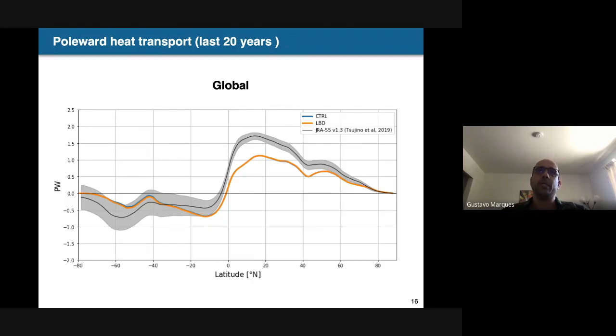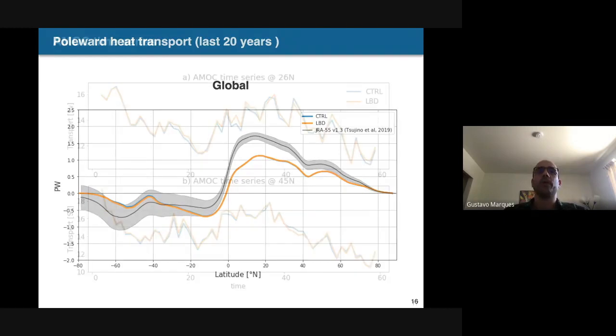So LBG is in orange, control is in blue, and on the background I'm plotting the GRA 55 from Sohino et al. So this is using the forcing as a way of estimating the polar heat transport within the first cycle is the mean plus minus 1 standard deviation. So the lateral diffusion is acting towards improving the solution, so towards agreeing better with what it should be. But it's a very small contribution.